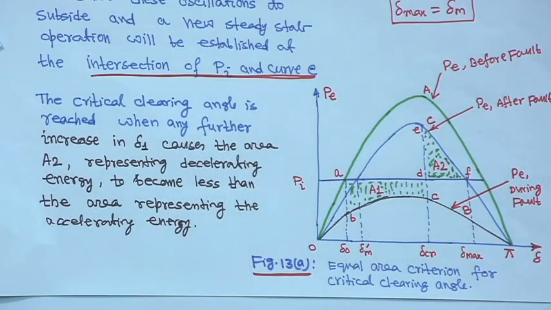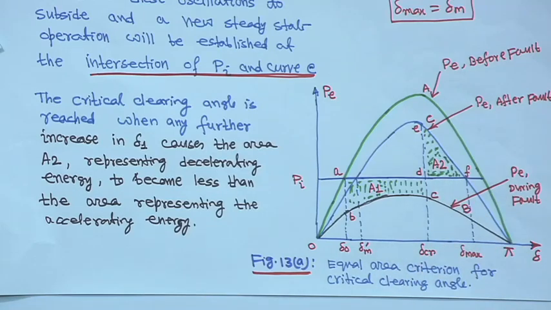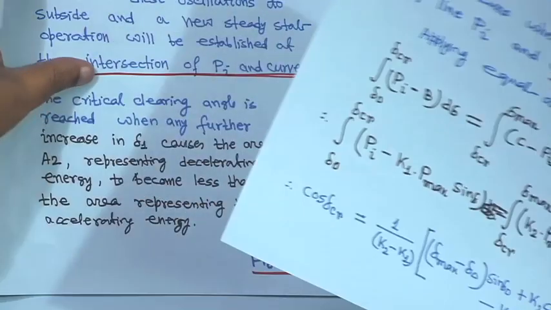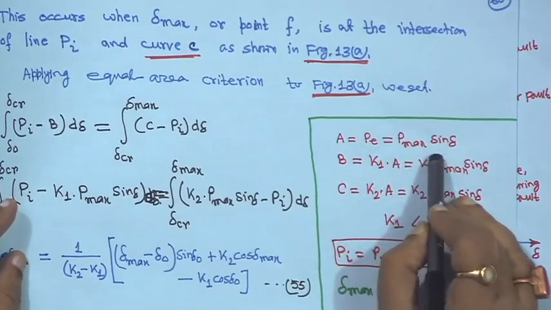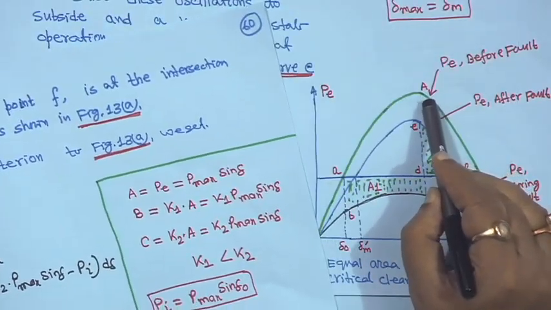Okay. So, now we have to make A1 equal to A2, that is, area A1 is equal to area A2, and we have to find out delta CR. Before proceeding further, graph A is the original graph, P equals P max sin delta, that means this graph, the green color one.